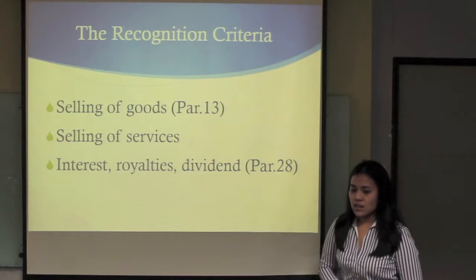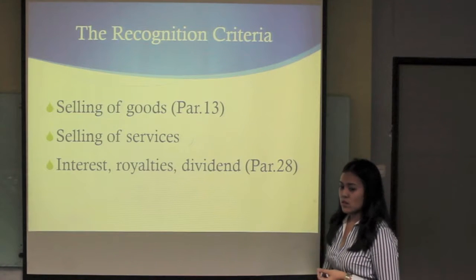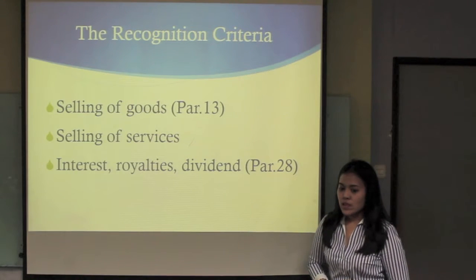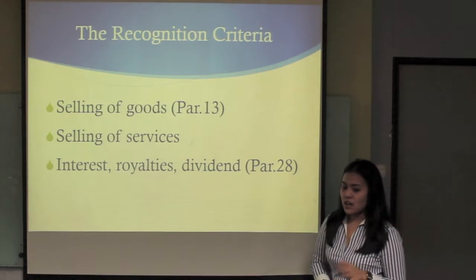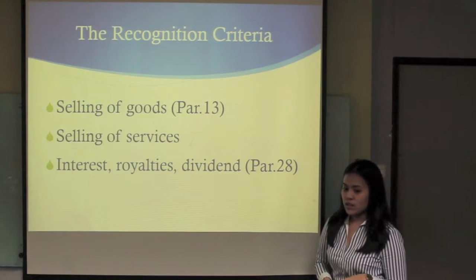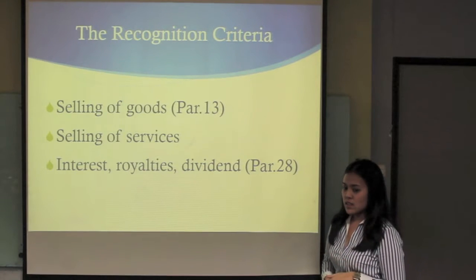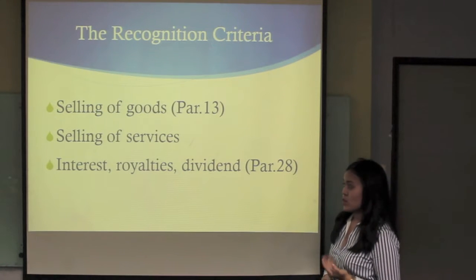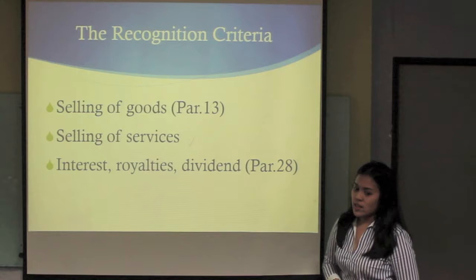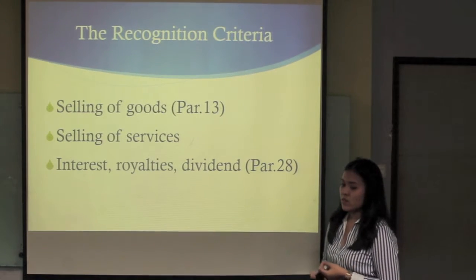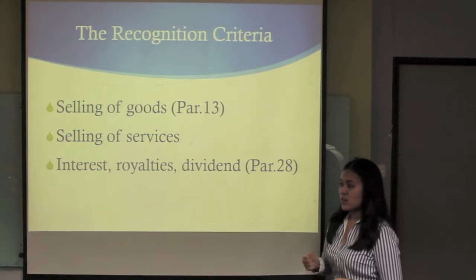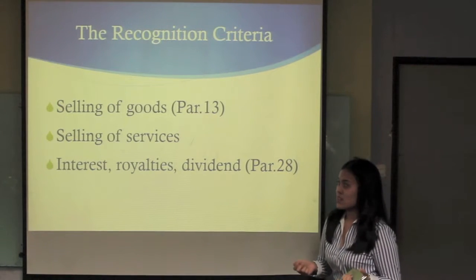So interest is charges for the use of cash or cash equivalent or amounts due to the entity. Meanwhile, royalties are charges for the use of long-term assets of the entity such as patents, trademarks, and copyrights. And the last one is dividend. Dividend is distributions of profits to the holders of equity investments in proportion to their holdings of a particular class of capital.